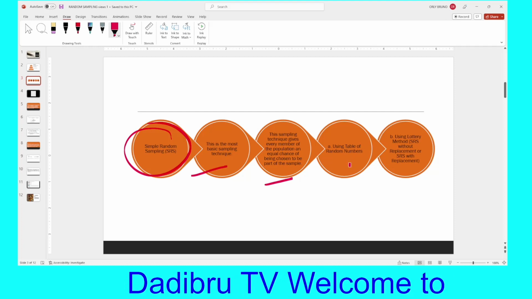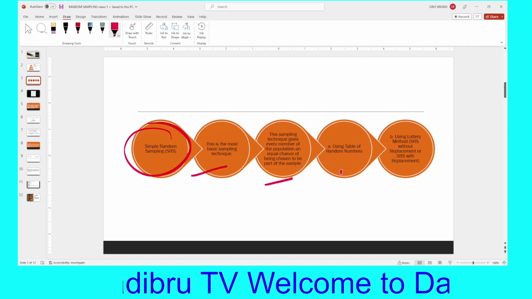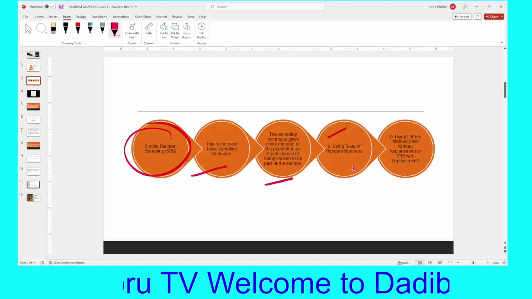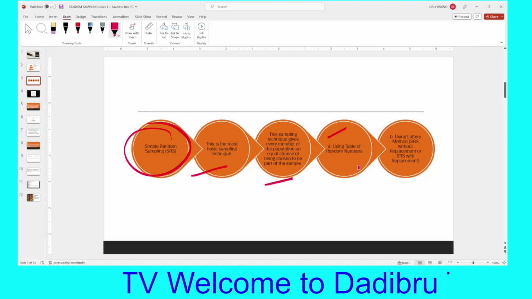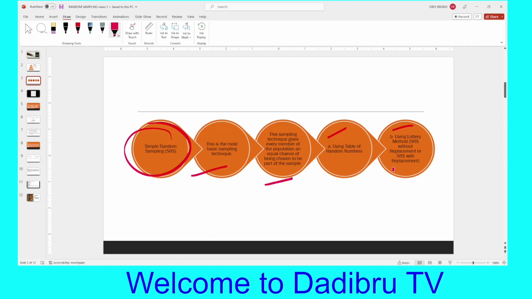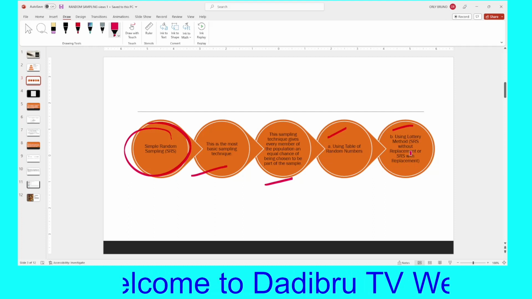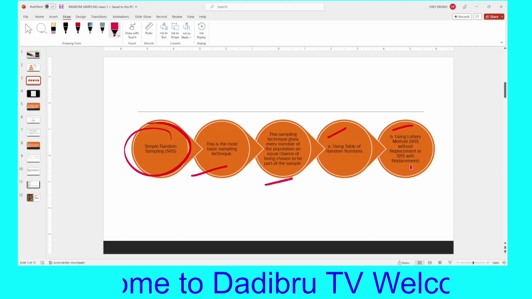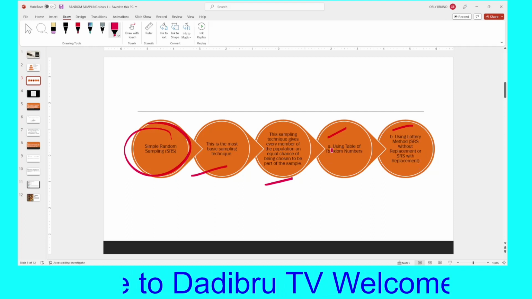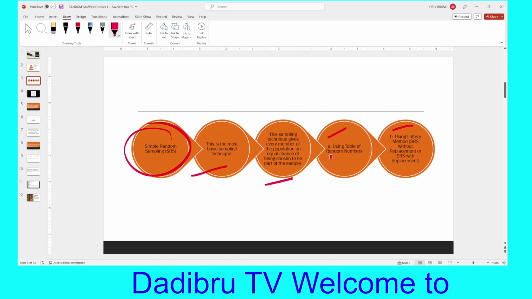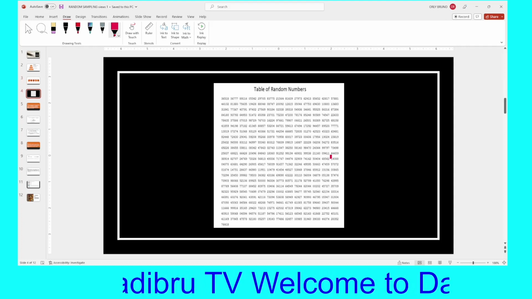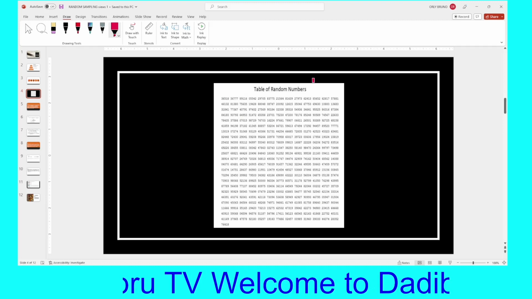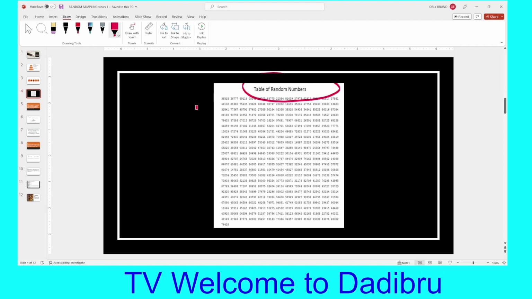Now, there are two tools or methods used in simple random sampling. One is using a table of random numbers. Second is using the lottery method. It is either without replacement or with replacement. Now, using a table of random numbers, I'll give you one example of a table of random numbers. This is an example of a table of random numbers. Okay, what's the use of this?